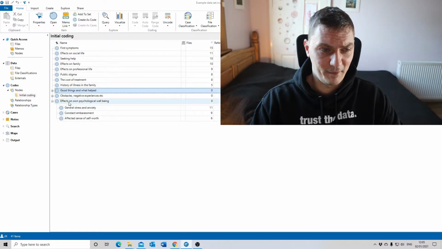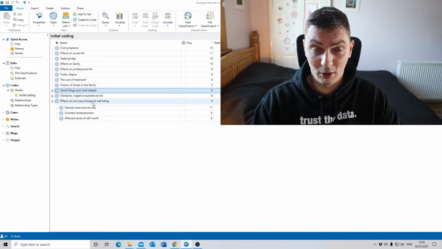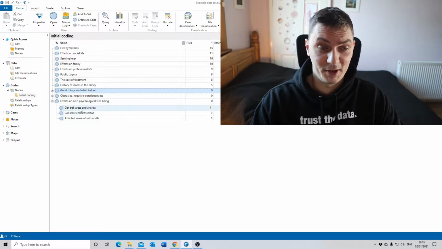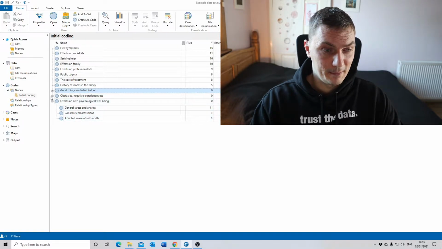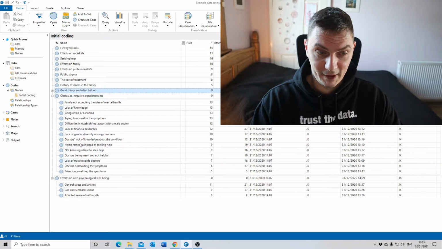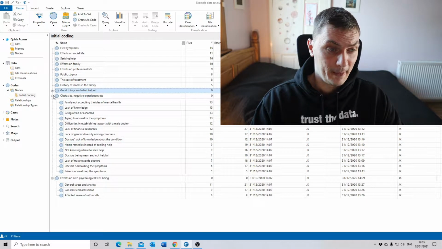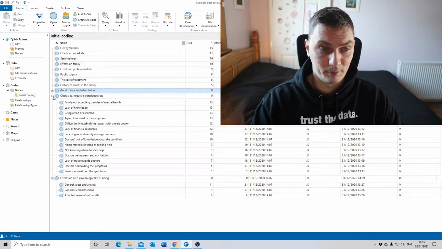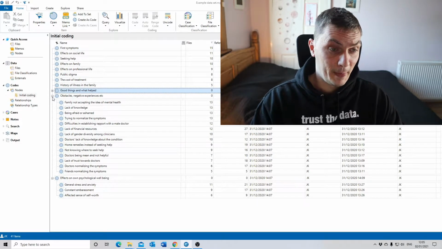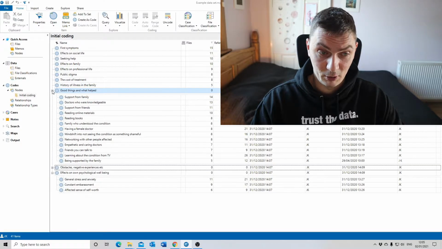So you can see effects on own psychological well-being, constant embarrassment, stress and anxiety. There are obstacles, negative experiences. This is important. So this will probably be about our barriers. Obstacles, barriers to mental health provision. And there are good things and what helped.